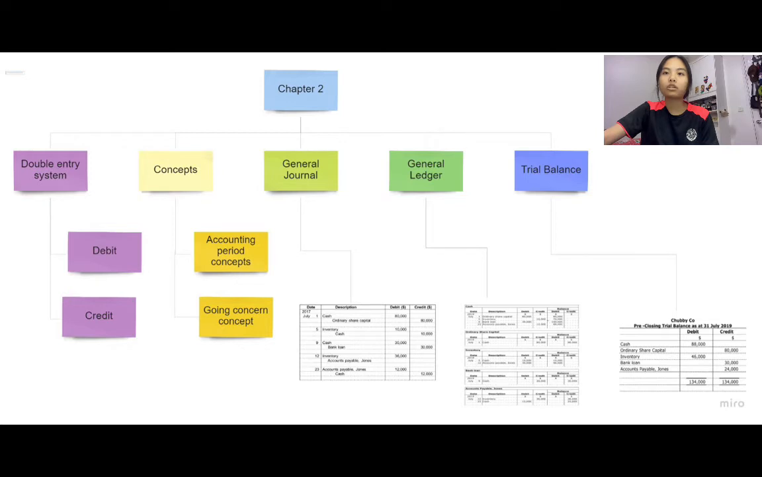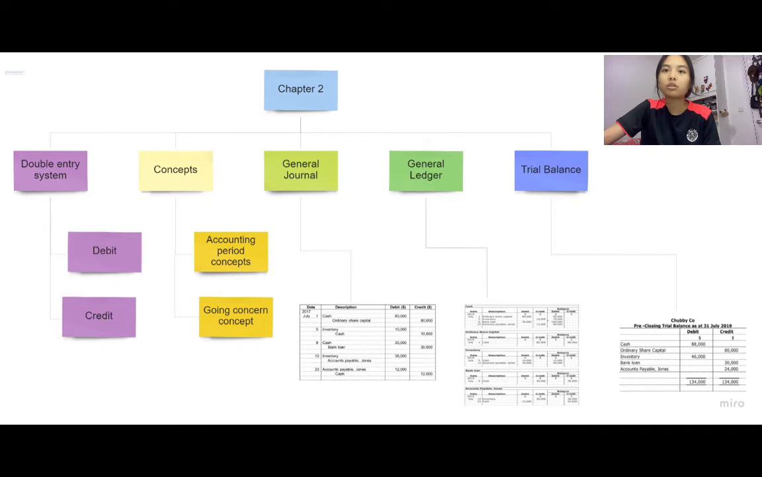In this example, in the general journal, we debit cash 80,000, whereas we credit ordinary share capital 80,000. To post the transactions from the general journal to the general ledger, under the cash heading or table in the general ledger, we write ordinary share capital debit 80,000, leaving us with a balance of 80,000 debit. Repeating this pattern under the ordinary share capital heading or table in the general ledger, we write cash credit 80,000, leaving us with a balance of 80,000 credit.